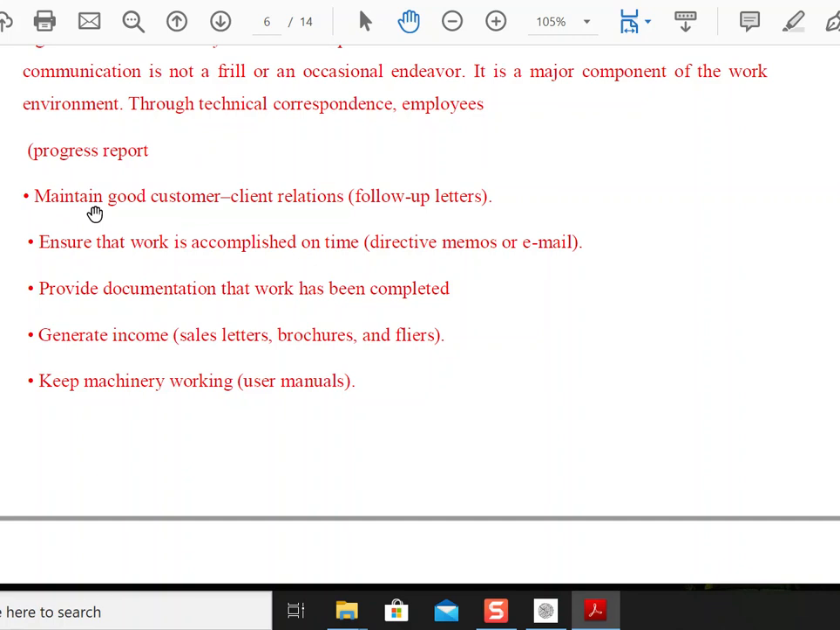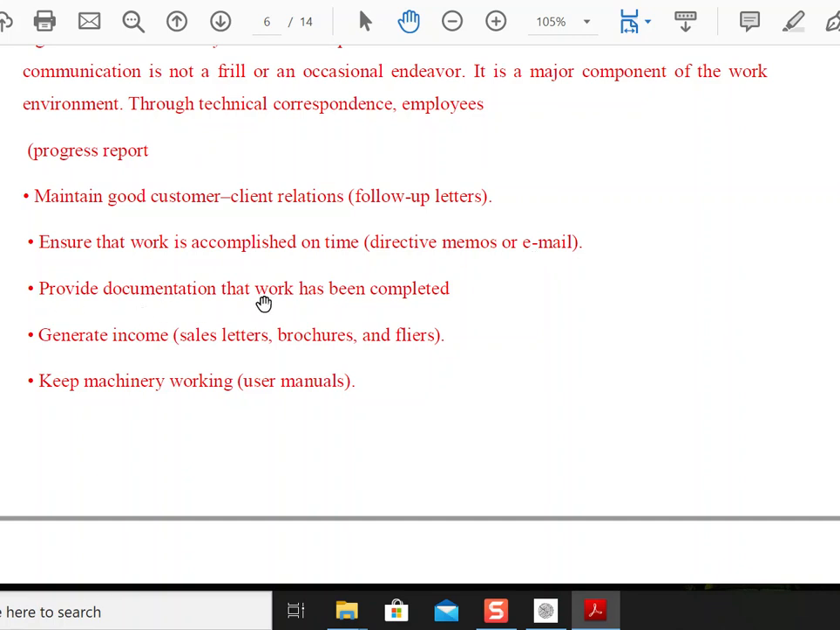Similarly, all companies have their technical departments. They write proposals and different kinds of reports and letters to the employees. Ensure that the work is accomplished on time. For example, as a boss, an authoritative person, you have to write memos and emails to ensure that the work is done properly. And as an employee, you also have to write acknowledgements and reports for the higher authority.